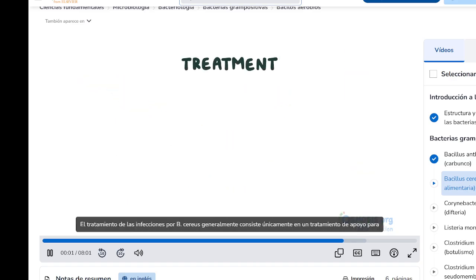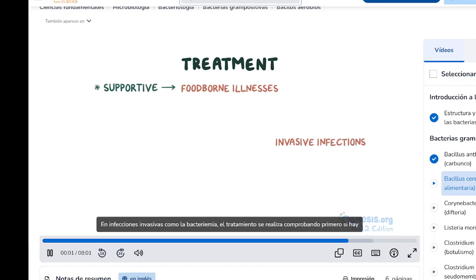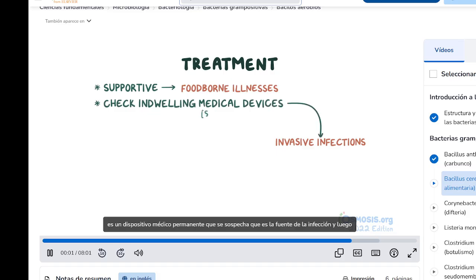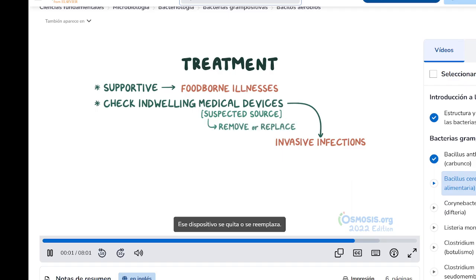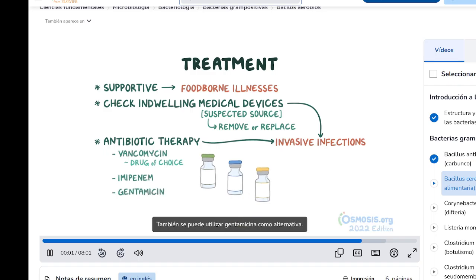Treatment of B. cereus infections usually consists of only supportive treatment for foodborne illnesses. With invasive infections like bacteremia, treatment is done by first checking if there's an indwelling medical device suspected to be the source of the infection, and then that device is removed or replaced. Next, antibiotic therapy is initiated, and vancomycin is the drug of choice. But imipenem and gentamicin can alternatively be used.